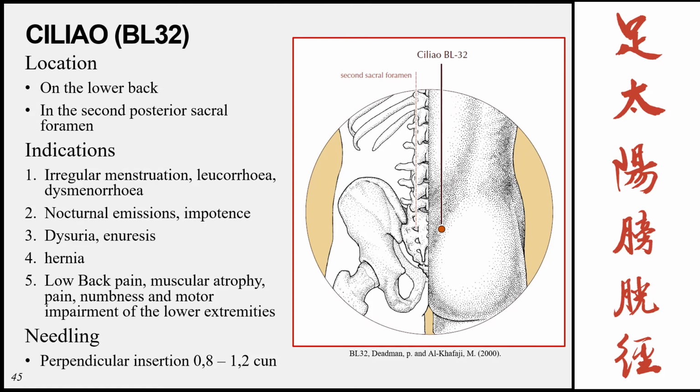Next is SHILAO, bladder 32. It's on the lower back. It's in the second posterior sacral foramen, so we're in the second hole at the moment. Over here on the picture. And we can use this point for things such as irregular menstruation, leukorrhea, dysmenorrhea, also for men, nocturnal emissions, impotence, and then also related to the bladder, dysuria, enuresis, and then from its location it can be used for things such as hernia, lower back pain, and then muscular atrophy, numbness, and motor impairment of the lower extremities. Insertion, exactly the same as the previous ones. It's perpendicular, 0.8 to 1.2 tsun.